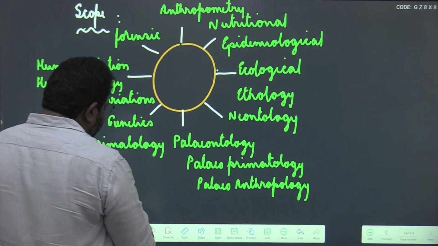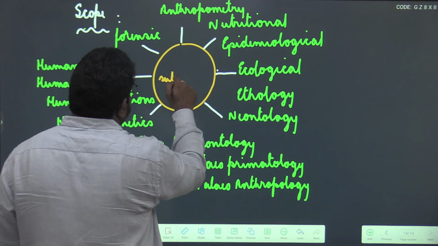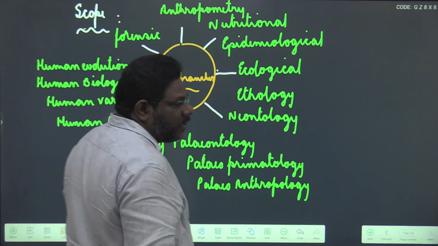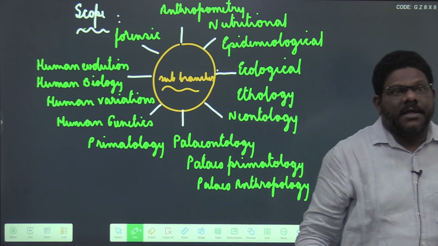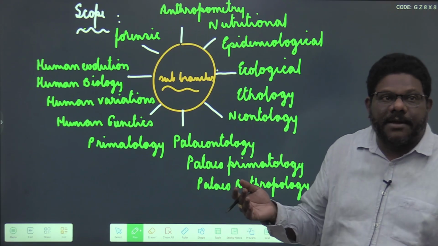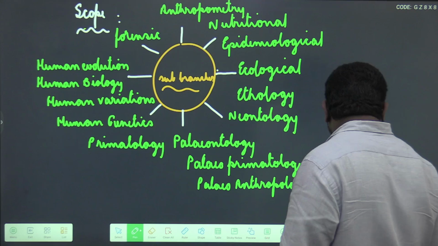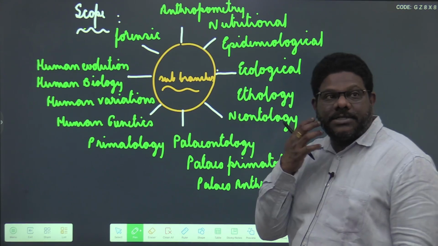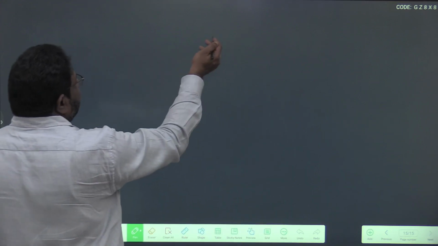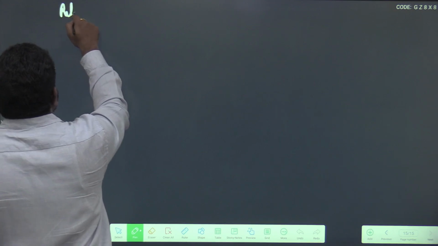So if you write scope there, here you can write sub branches, and I don't think you will have scope to explain each one of them because you will exceed the word limit. So you can present it in the form of a diagram, or if you want to write it in a line format, you can write it. So basically these are the sub branches of physical or biological anthropology. Then finally we write relevance or applications.